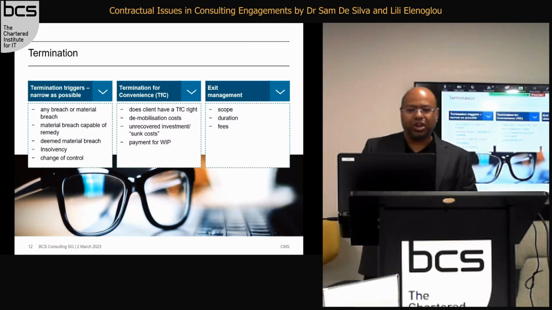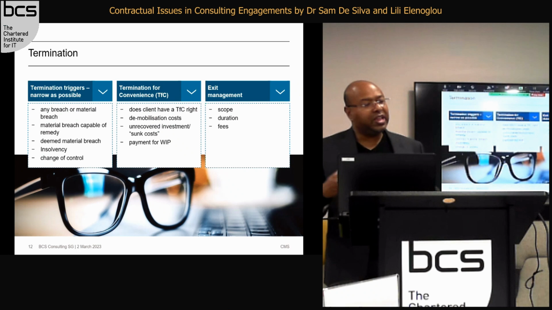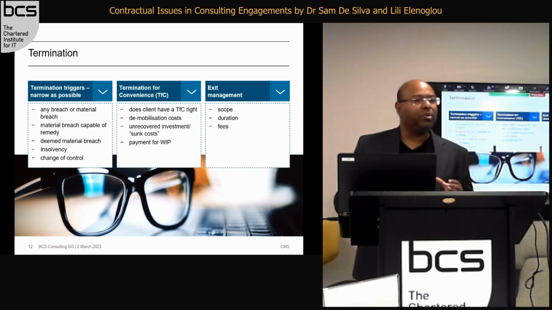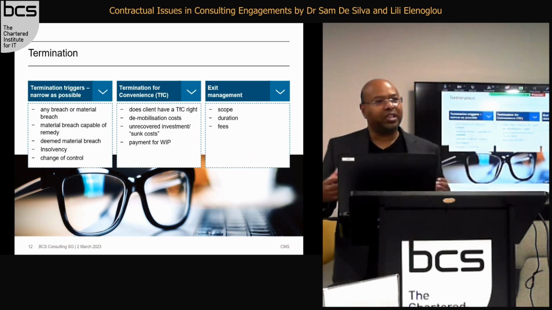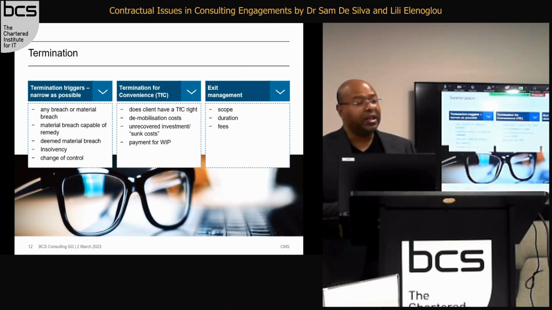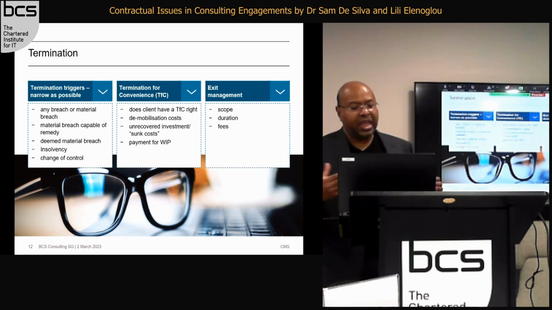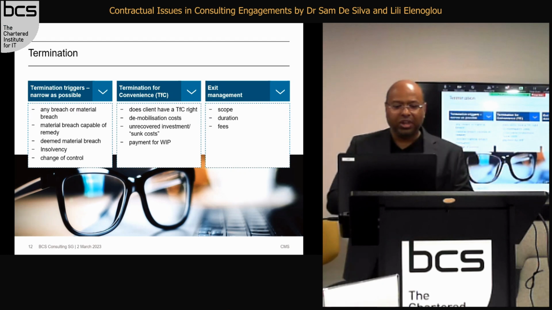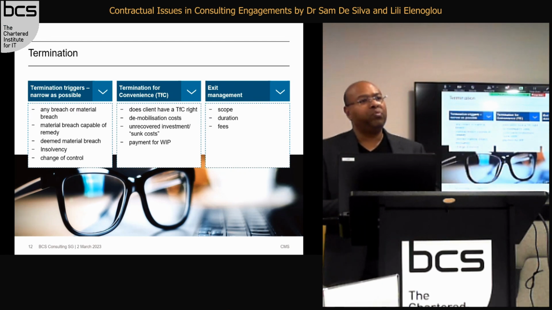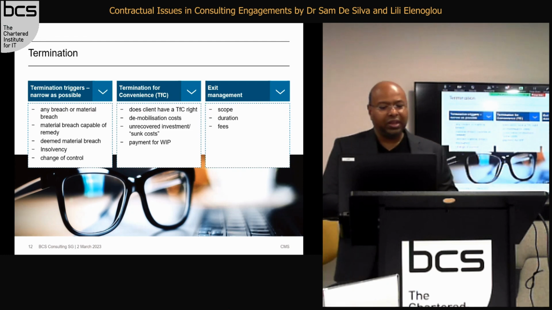So, termination. As a consultant, you want to keep the termination triggers, i.e. the ability for the customer to terminate, as narrow as possible. Is it any breach or a material breach? Obviously, a material breach is better for you because you don't want them to terminate for any breach. What about a material breach capable of remedy? Again, you don't want them to terminate if you remedied it.